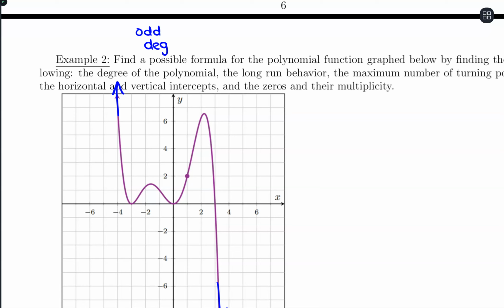So I'm just going to make some notes to myself. And also, in terms of starting at positive infinity and going off to negative infinity, where we have our leading coefficient, that leading coefficient is going to be negative.